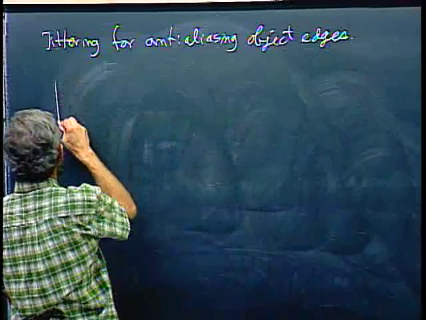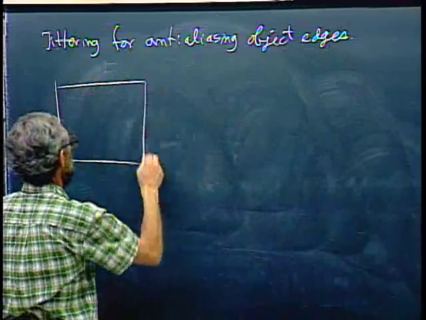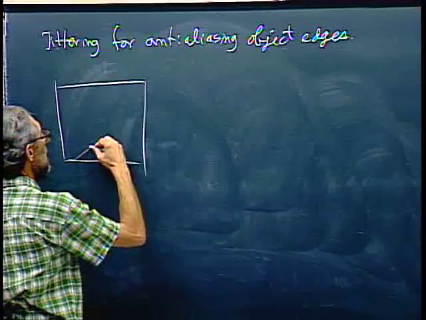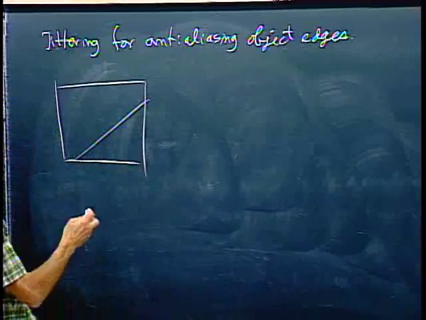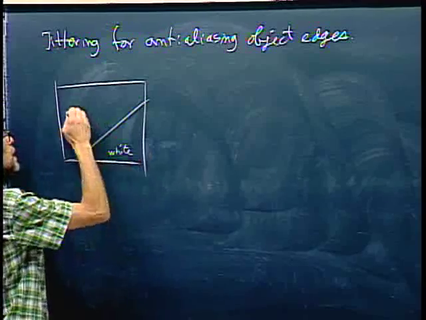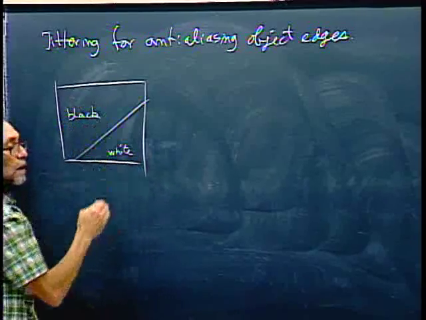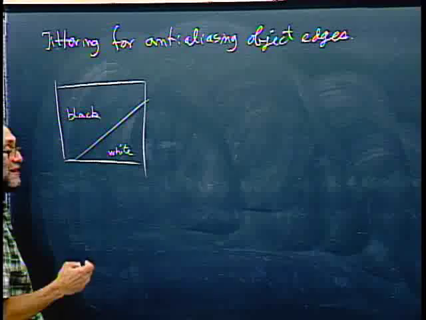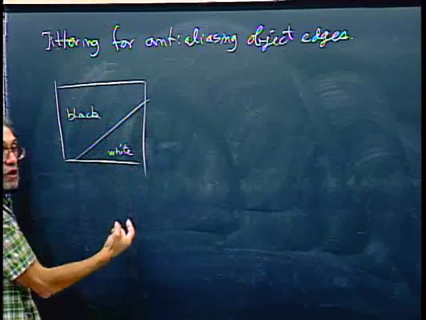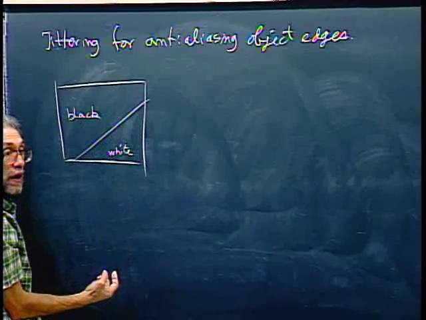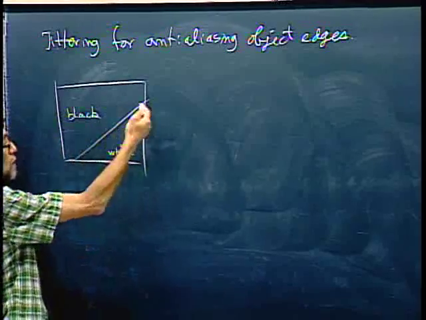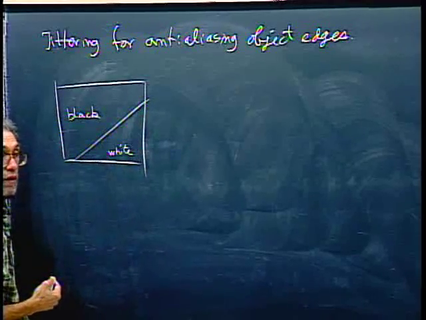So what I'm going to assume is here's my pixel, and here is a polygon edge, and I'm going to do this worst case again. Here's white, and here's black. And what I'm going to use is the fact that this is monotone increasing or monotone decreasing, so that it'll intersect a horizontal line or a vertical line at most once.